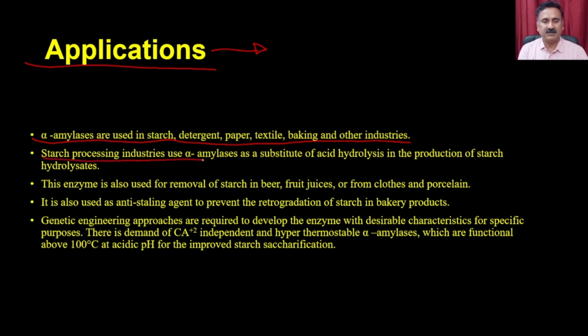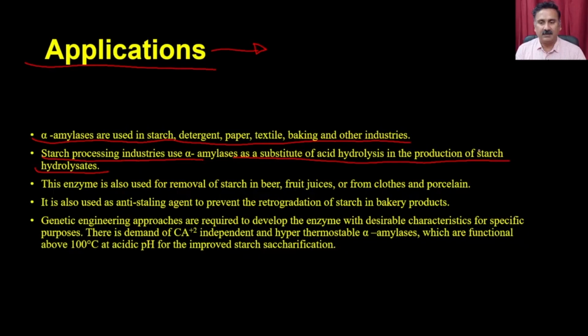Starch processing industries use alpha amylase as a substitute for acid hydrolysis in the production of starch hydrolysate. So you can use the acid hydrolysis, or you can use this particular enzyme. Remember the classical experiment where people used the plant extract, and they were able to convert the polymeric sugar into the starch hydrolysate, right?